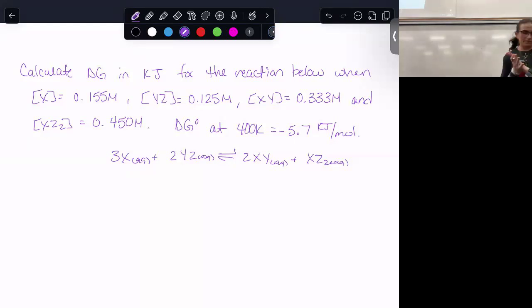Let's see this one. We have: calculate delta G in kilojoules for the reaction below, given your various concentrations. The reaction is 3X + 2YZ goes to 2XY + XZ2. Do you know what you would need for this? Yeah, it's delta G equals delta G naught plus RT ln Q. Perfect.